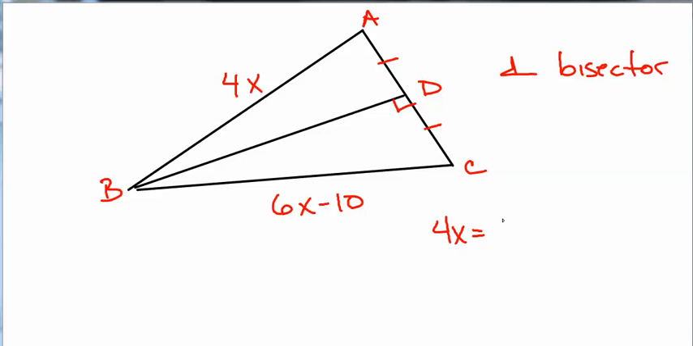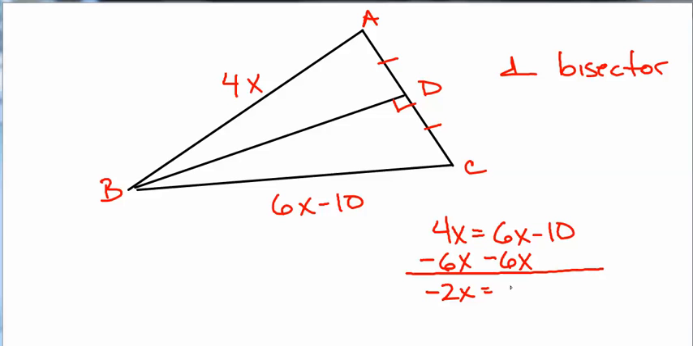4x equals 6x minus 10. Very good. 6x minus 10. Autumn, what would you do first to solve for x? Subtract 6x. Very good. So negative 2x would equal negative 10. Divide by negative 2. Good. And x would equal 5.